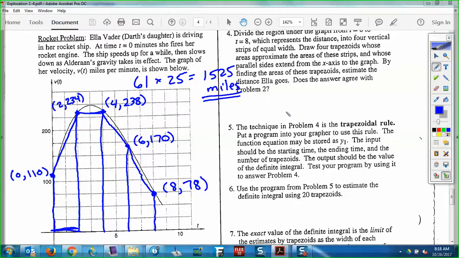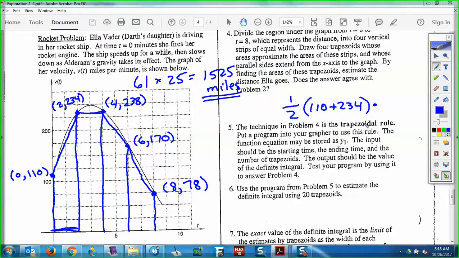So now what's the area of a trapezoid? 1/2, then we add up the parallel sides, right? The 2 bases. Now where are my parallel sides? Those are my function values, right? Those are my y values, right? So we'd add up 110 and 234. So 110 plus 234, and then times what?